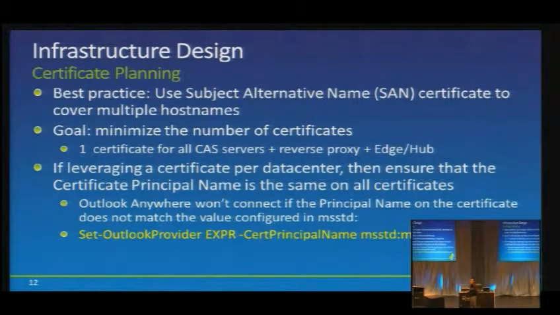Now, our best practice recommendation is to use a type of certificate called a subject alternative name, SAN certificate. Okay? It's simply a special kind of certificate that lets you use multiple names. Don't be confused with a wildcard certificate, which is also a special kind of certificate that lets you use multiple names. The difference is the SAN certificate has the actual names in it. A wildcard certificate uses a wildcard, like an asterisk, like star.contoso.com.